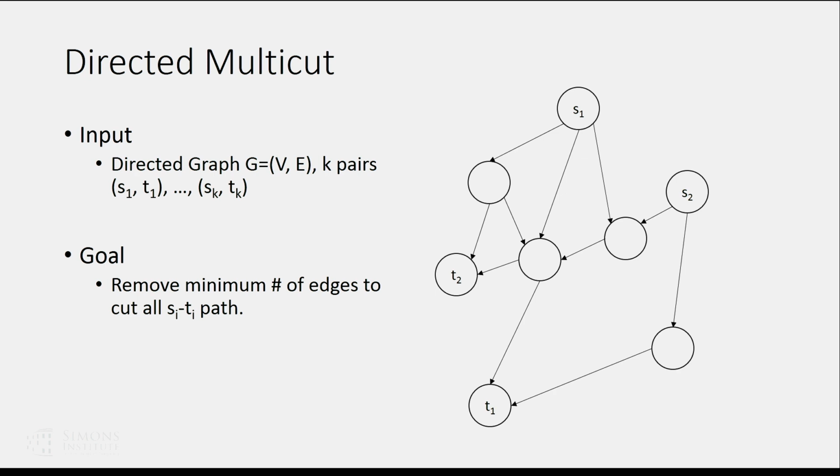In this example, if you remove these two edges, then we can see that there's no path from s1 to t1, and there's no path from s2 to t2. So these two edges form a valid solution for directed multicut, and I'm sure that they are the optimal solution. This is a very classical problem, and it's been studied a lot previously.